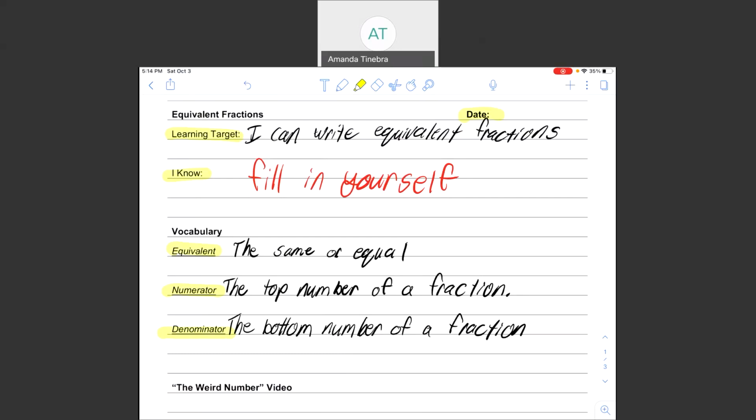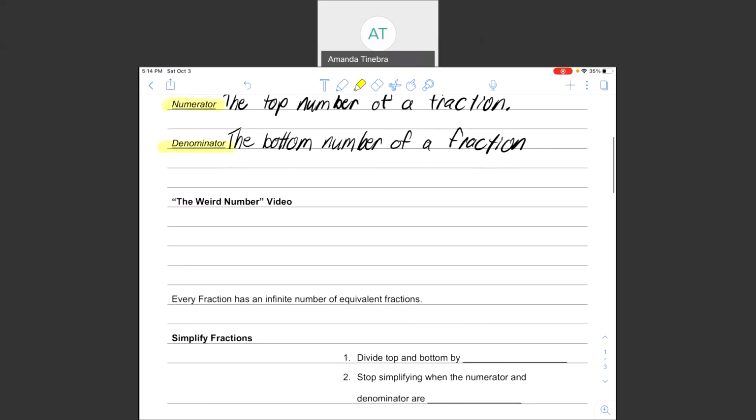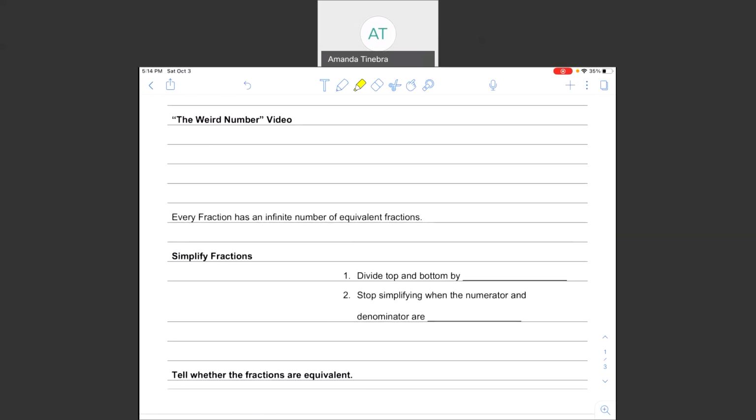So hopefully at this point you paused the video and restarted it. Before we took these notes and watched this video, you should have watched the weird number video, which was in this folder. This is a video that is about equivalent fractions.